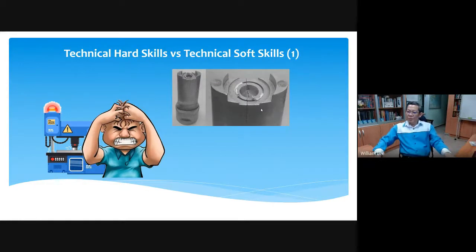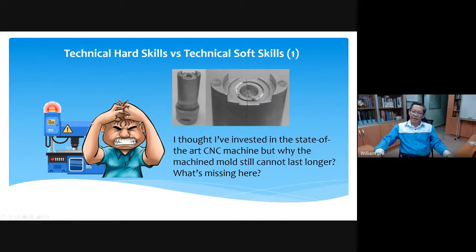So I'd like to show you some case studies here. What is between the hard skill and the technical soft skill? In this case, you can see that a tool maker or mold maker makes this plastic mold here. You can find that this is a crack, experienced after they have been used in a short time. So this mold maker always struggles. He said that I cannot produce a good mold, even though he already invested in a multi-million CNC machine.